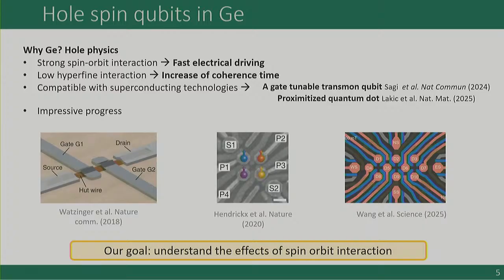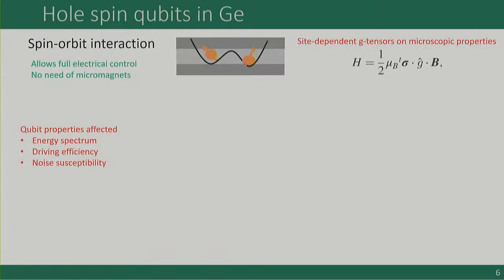And also one of the great points about germanium is that the progress has been impressive the last 7 years. So back in 2018, the first spin qubit was done in germanium in a hut wire, but in just 7 years, the field managed to get to a 10 quantum dot device with 10 qubits. So the goal for this talk is understanding the effects of spin-orbit interaction in germanium, because it's an advantage, but it also brings some caveats.